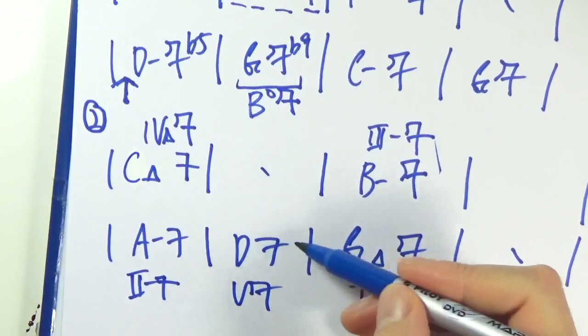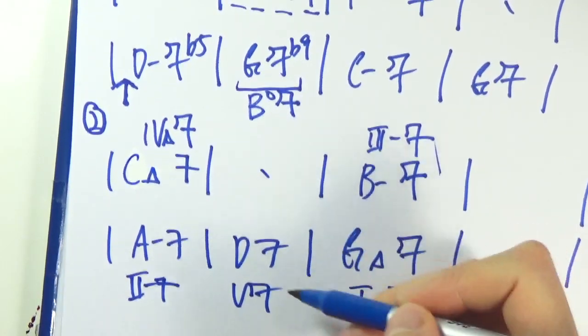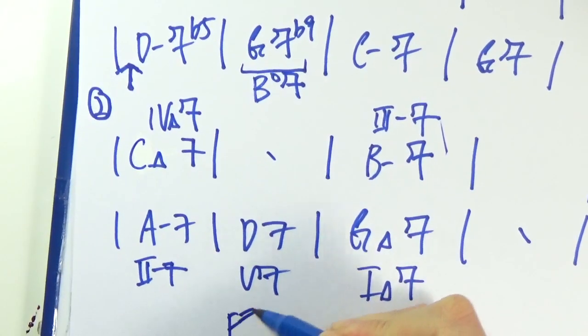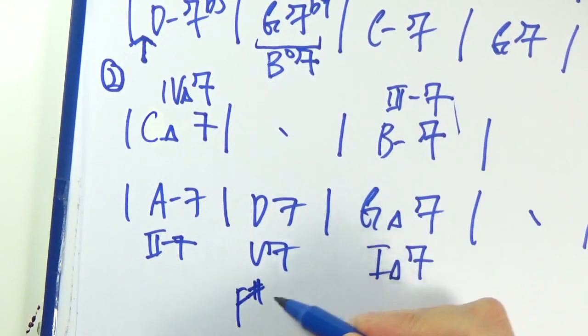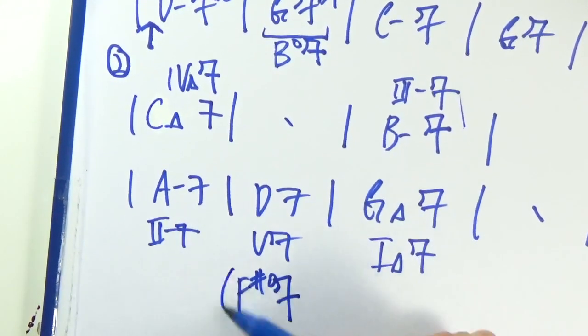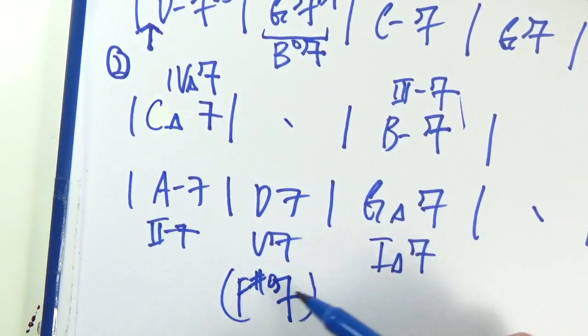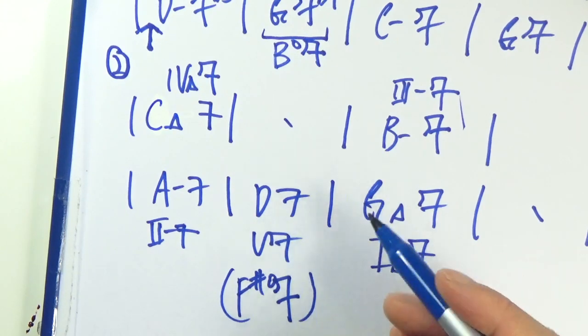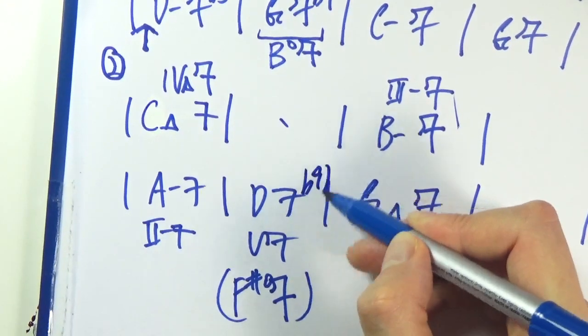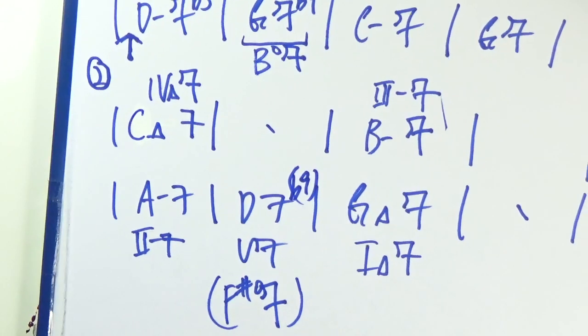So D7, even though I haven't put down a flat 9 here, technically you can still play an F sharp diminished 7, starting on the 3rd of the chord, or a half step down from the 1 chord. So this will work as a substitution for D7 flat 9. You can always add a flat 9 tension to it if you want to.